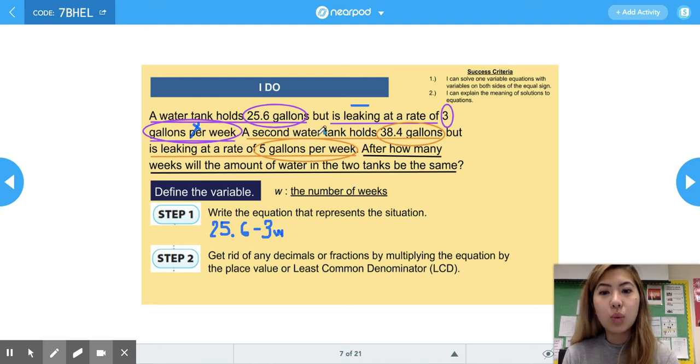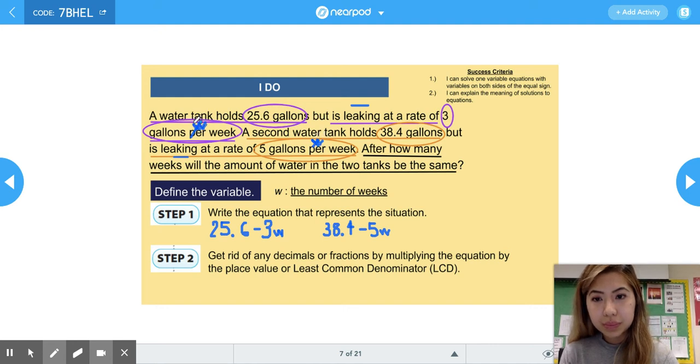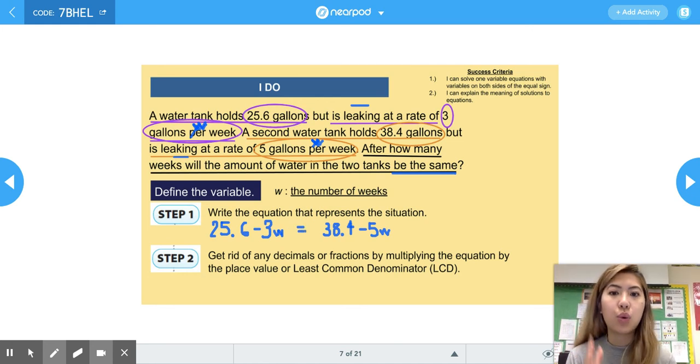Then it says a second water tank holds 38.4 gallons. So we have 38.4, but is leaking. So again, we're subtracting at a rate of 5 gallons per week. So our keyword being per. So it's going to be minus 5. And I meant to write W up here. And then the question is, after how many weeks will the amount of water in the two tanks be the same? So that's when I'm going to put an equal to sign. So now we have our equation for our word problem.